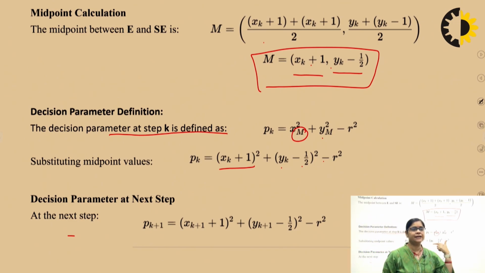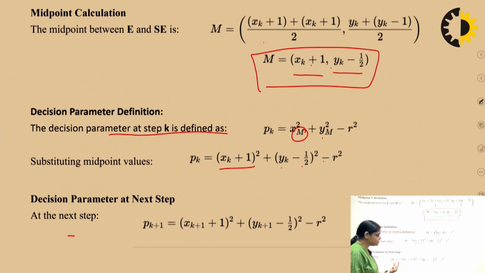Now for the next step, I find pk+1. The initial one, for the kth position, you can assume as p0. Then one more position, we will find, will be p1. So that will be (xk+1 plus 1) whole squared plus (yk+1 minus 1/2) whole squared, and then minus r squared. So that will be your decision parameter at the next step.